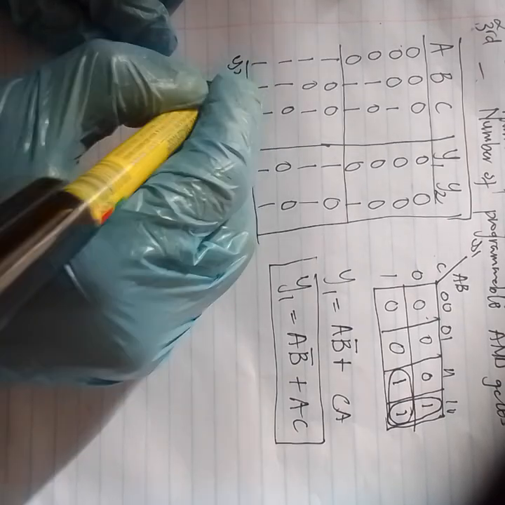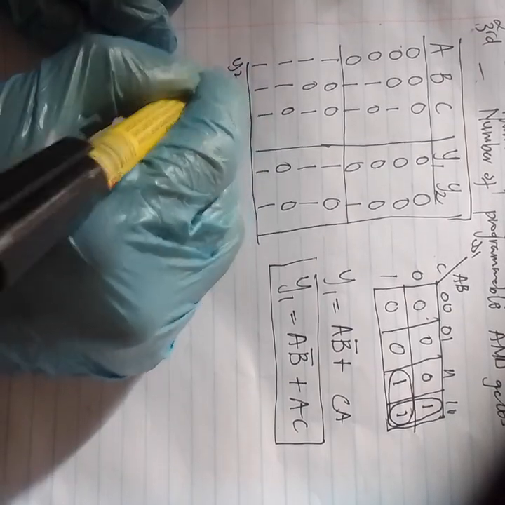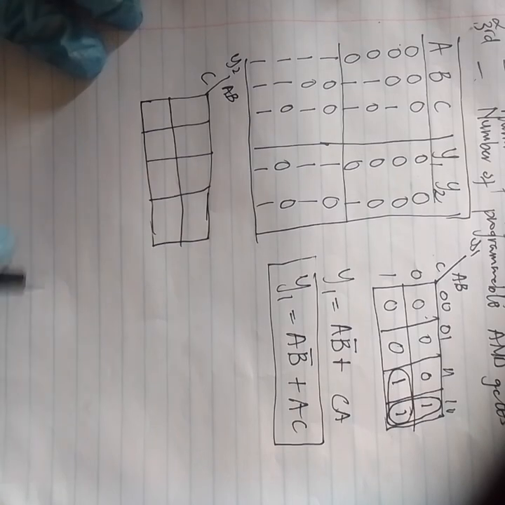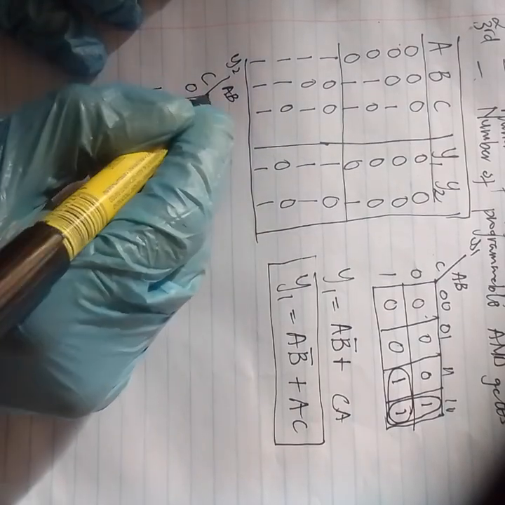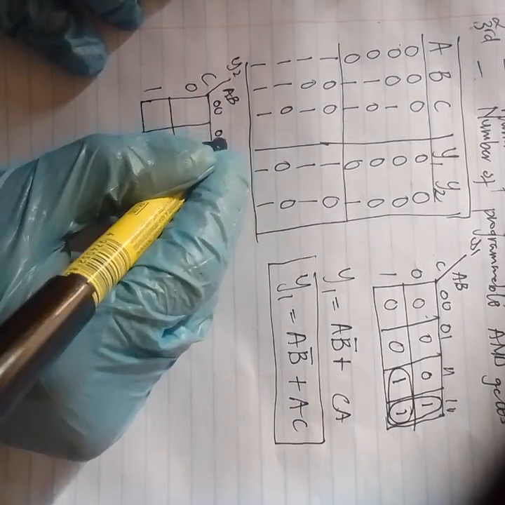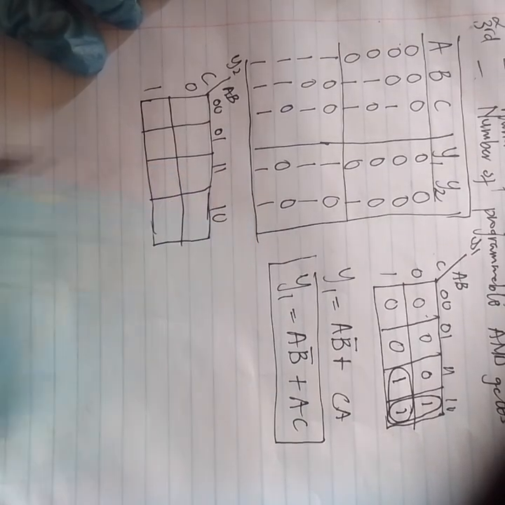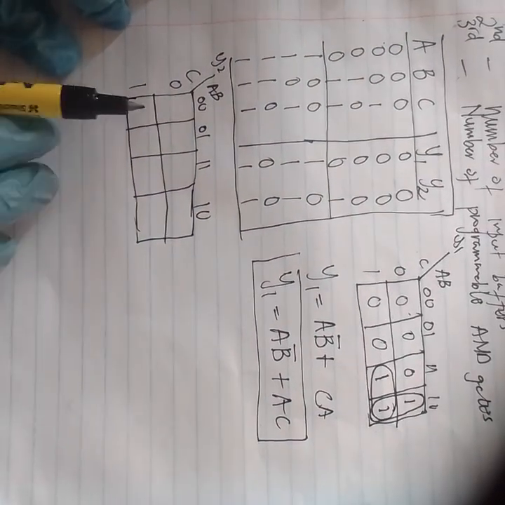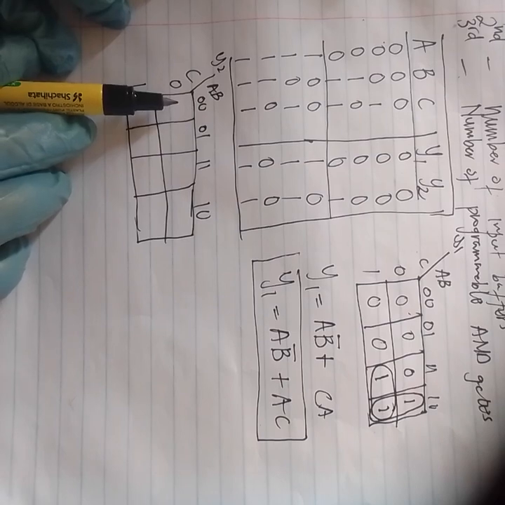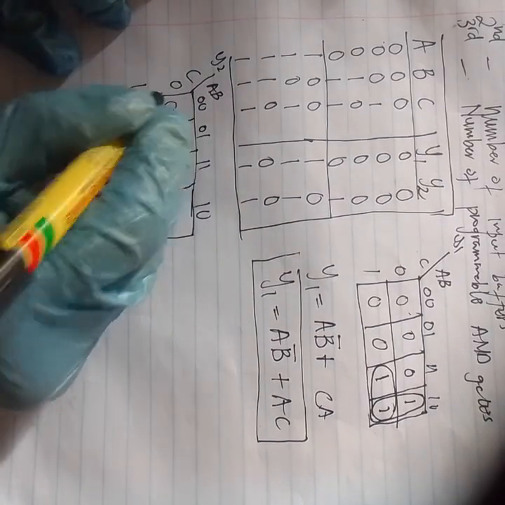This is Y2. We have A, B. This side we have C. Okay. I'm going to write 0, 1, 0, 0, 0, 1, 1, 1, and Y0. Okay. When A is 0, B is 0, and C is 0, the output is 0.